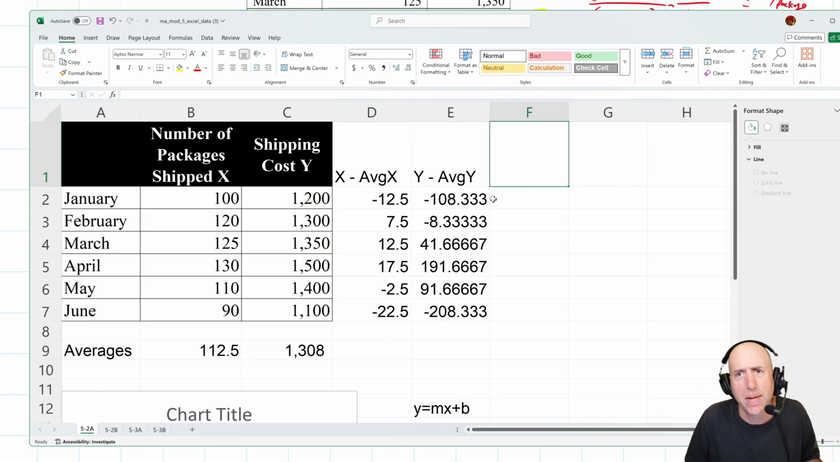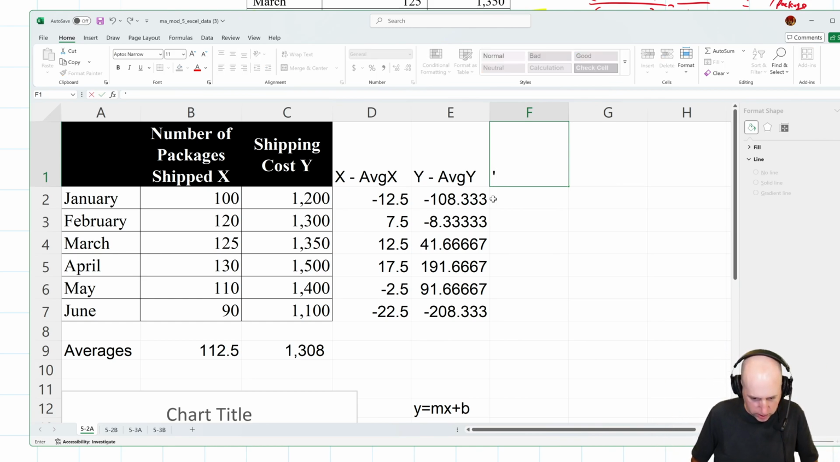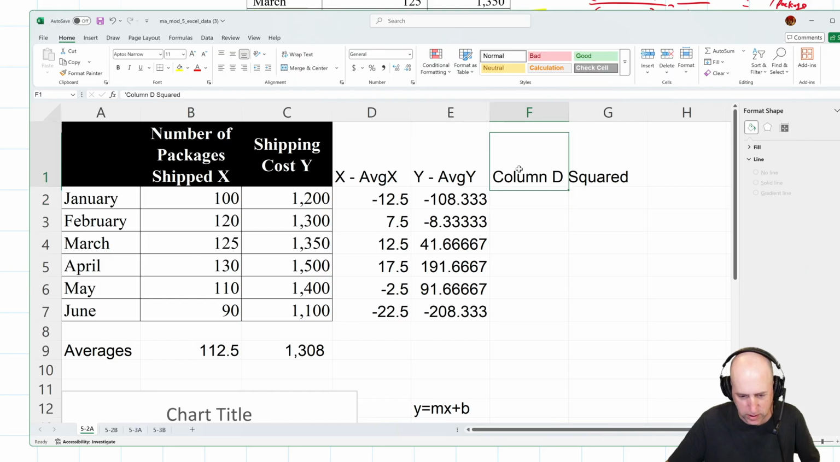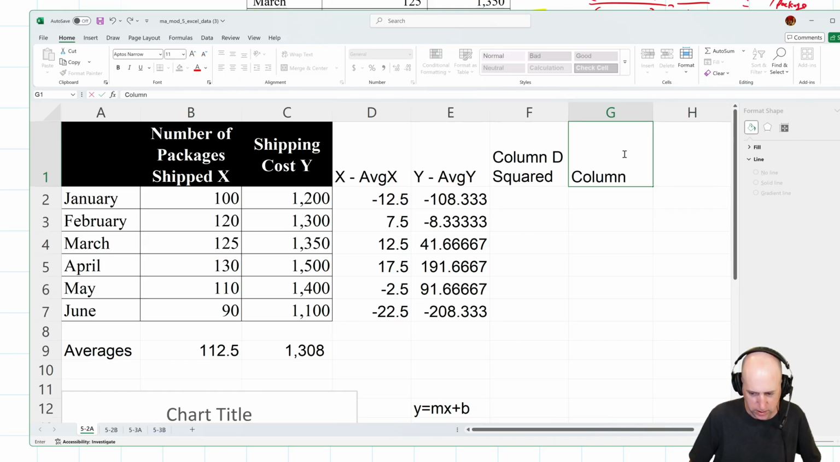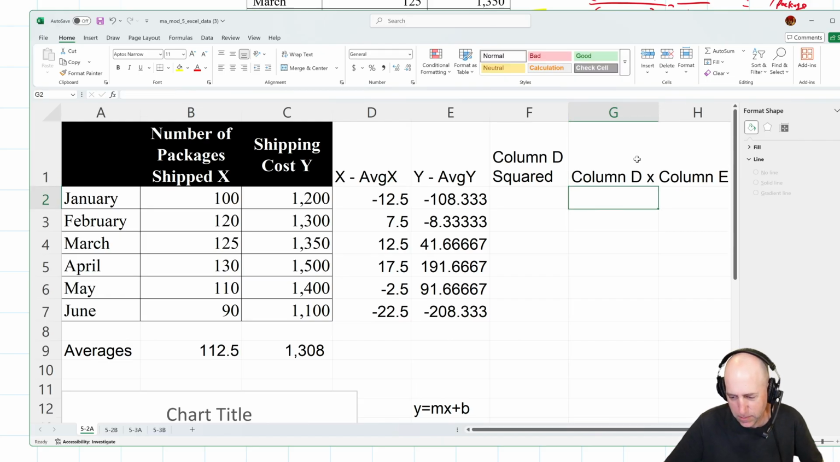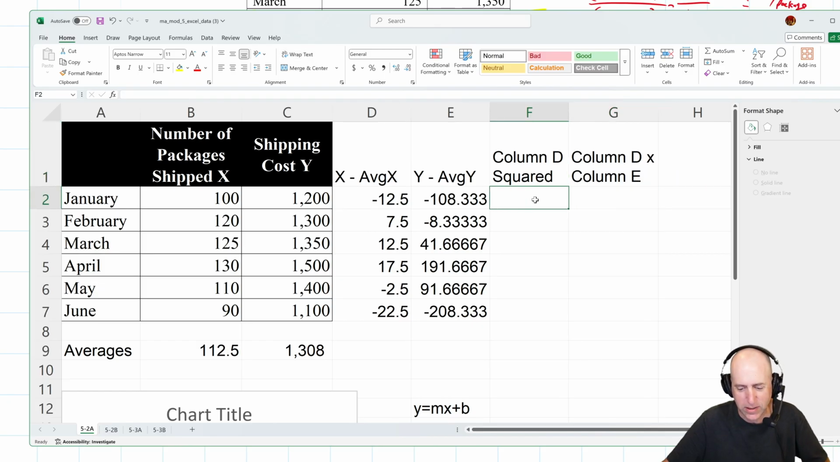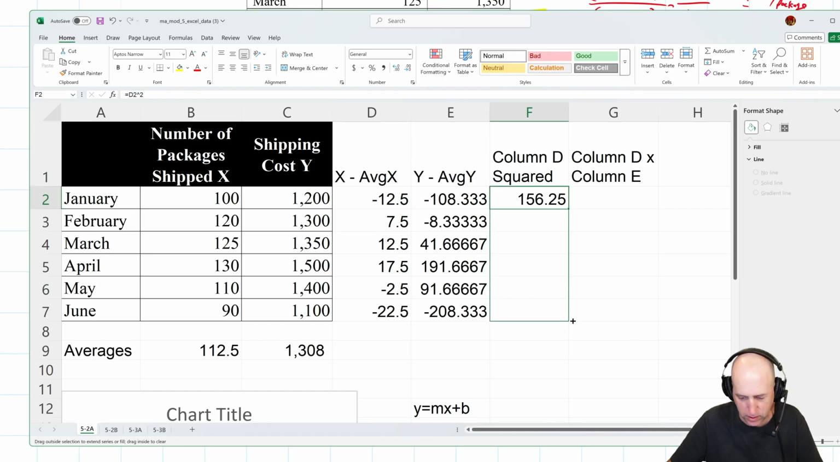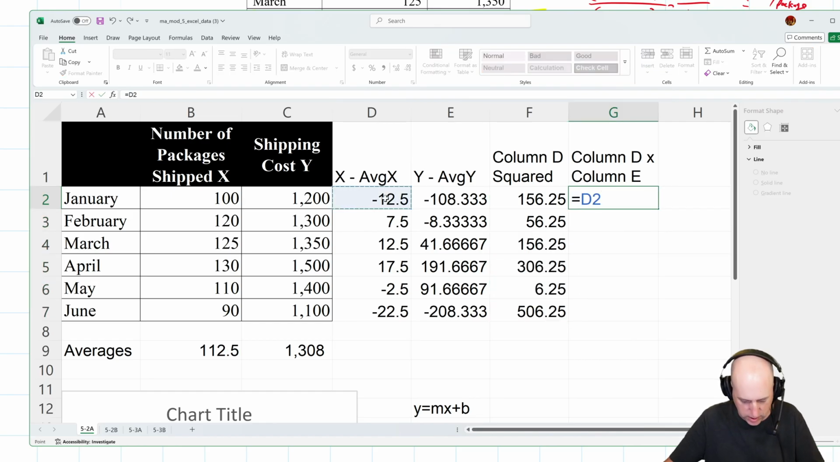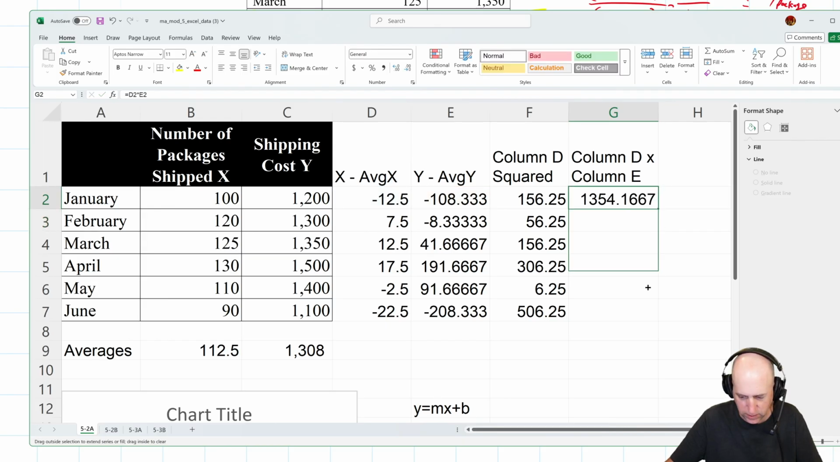Now, here's where I'm not a mathematician. I know what to do, but I don't deeply understand the why. We have to do column D squared. That's the next one. Wrap text here, column D squared. And then the next column is column D times column E. And again, a math professor might be able to give you deep intellectual reasons as to why. I just know, oh, we're doing regression. This is what we do. So equals that squared. So column D squared, I can fill that down. And then column D times column E, and we fill that one down.